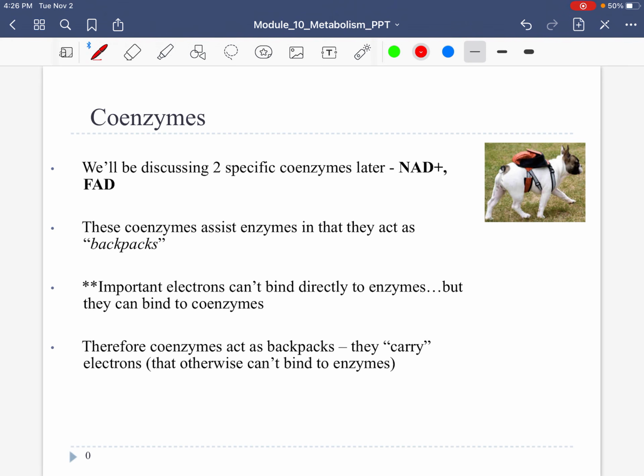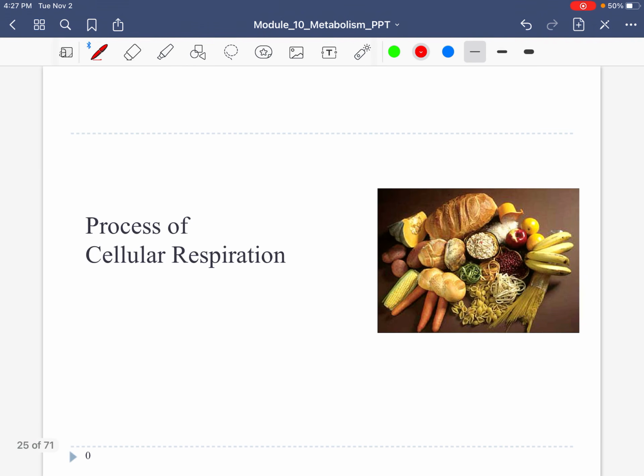We will be discussing those coenzymes later. We're going to see the specific chemicals NAD plus and FAD. Don't get too caught up in what those letters mean. They are just examples of coenzymes. They are helpers. And I use the example of them being a backpack. Because what they do is they help carry stuff through the chemical reaction. Right? There's some things that can't bind to the enzyme, but they can bind to the coenzyme. So they basically help carry stuff. They help by acting like a backpack.